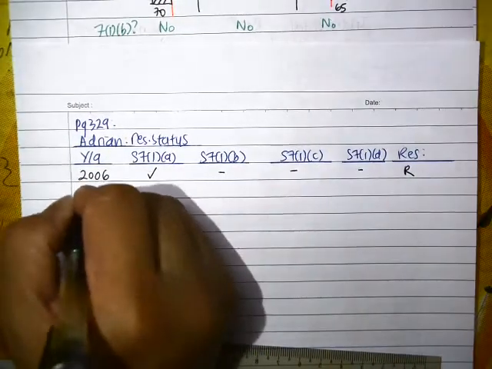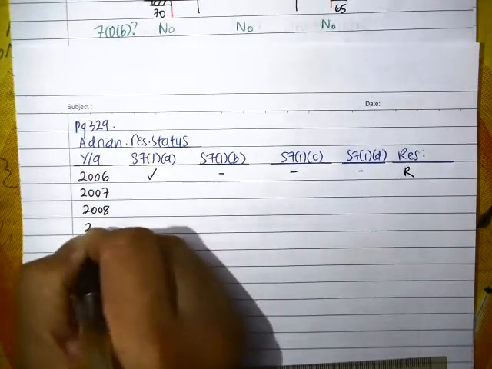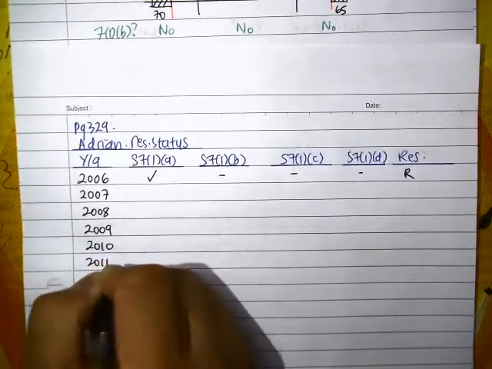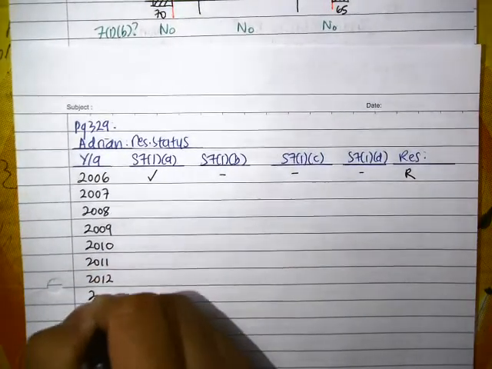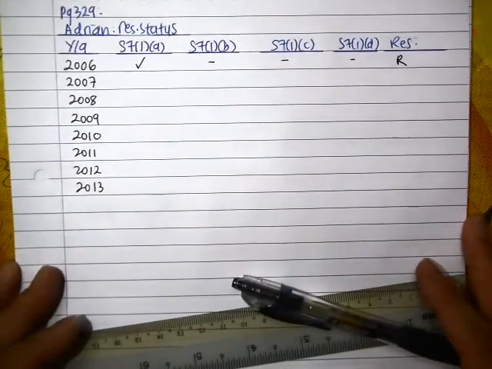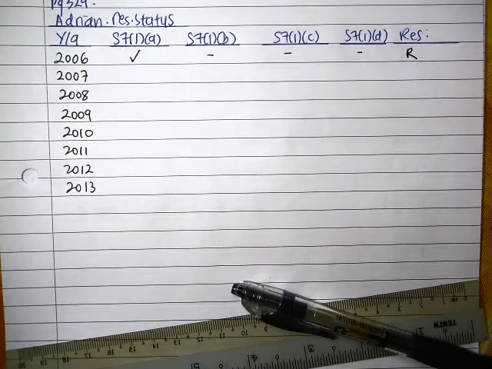Okay? Now you're going to go on and determine for me 7, 8, 9, 10, 11, 12, 13. Okay? Now do it for me. In 2 minutes, solve as many years as you can.